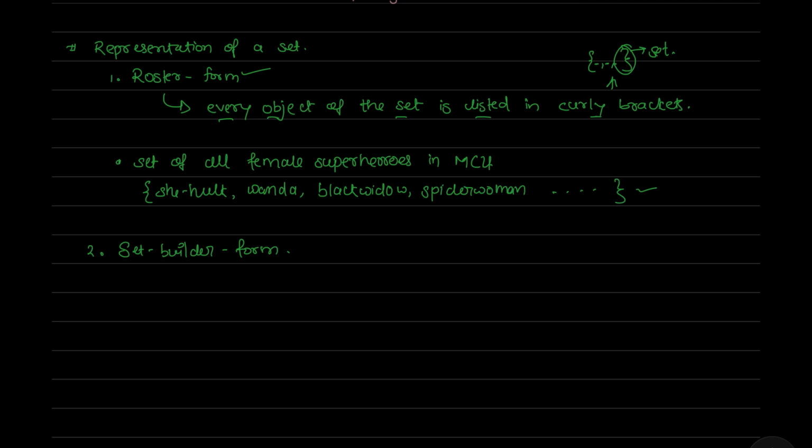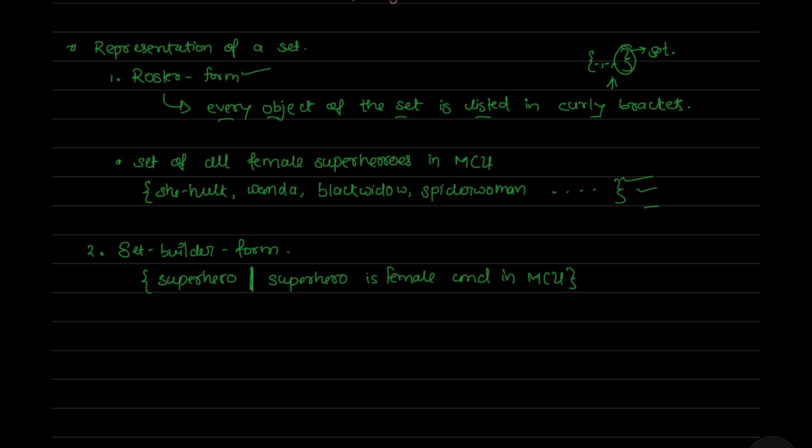For example, if I try to write this same set in set builder form, what will I do? I will just use superhero. The straight line is called such that. So, superhero such that superhero is female and in MCU. See, this was my definition of the set. So using the definition, I am writing my set. This form is called set builder form.